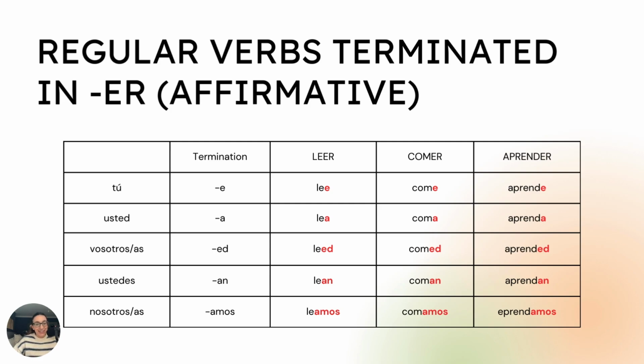And these are the endings for ER. So tú is going to have the ending of E, usted, ending of A, vosotros o vosotras, the ending of ED. Remember it was AD before, now it's ED. Ustedes, AN, y nosotros, nosotras, AMOS. Okay, so let's have a look at leer, to read.